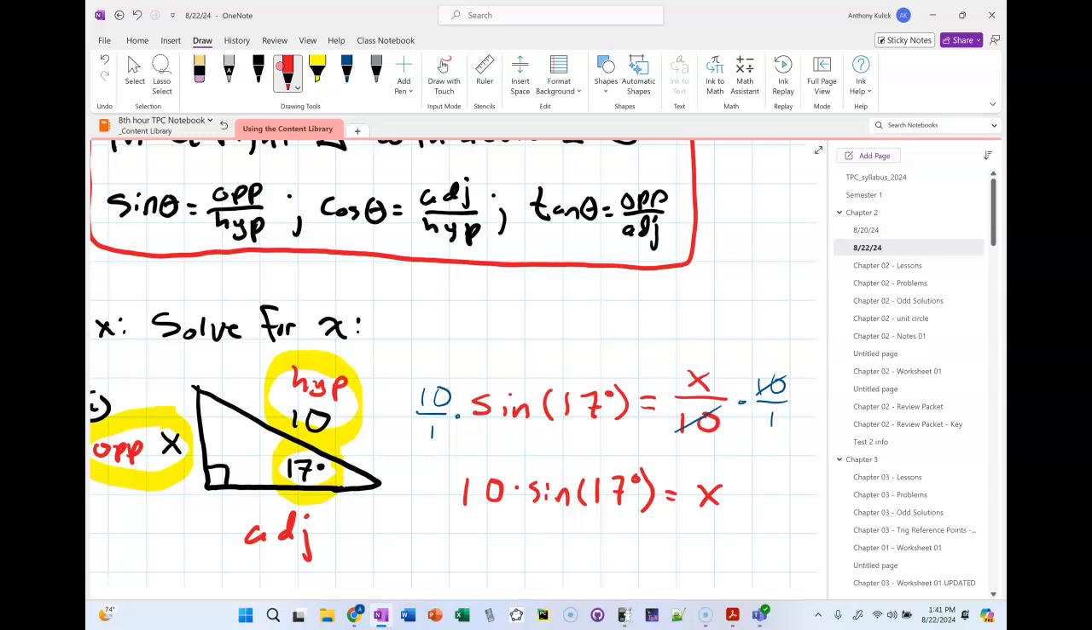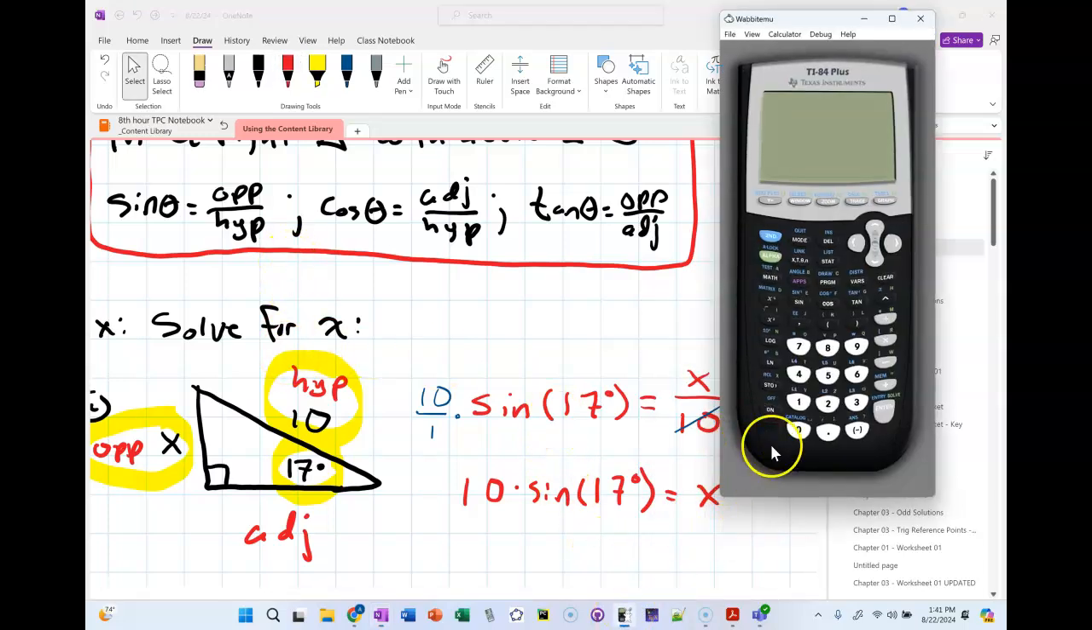Questions about how we've gotten to this point? Feels okay? Looks familiar? Great. The x is now by itself, so that means it's calculator time. If you have your calculator with you, I invite you to take it out. We can follow along. For most of us, it's probably been 10 weeks or so since we've had our calculator out.